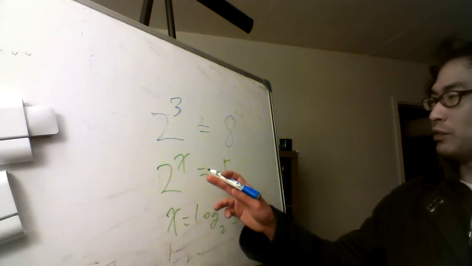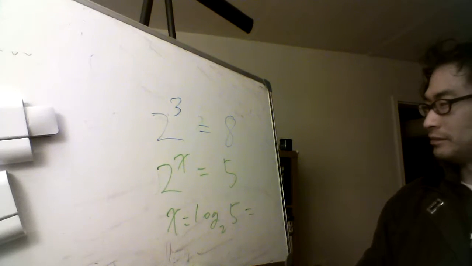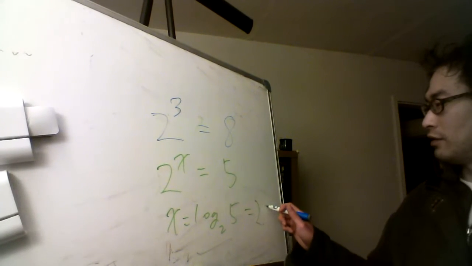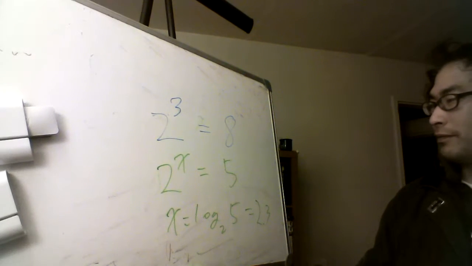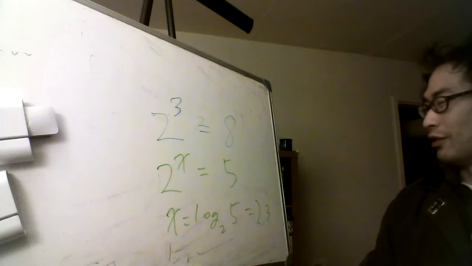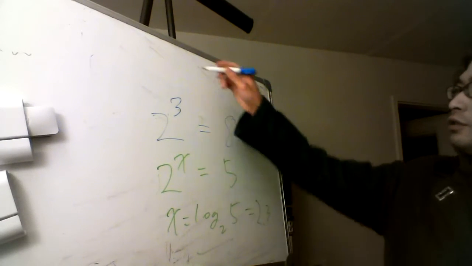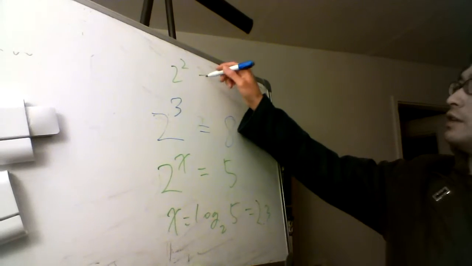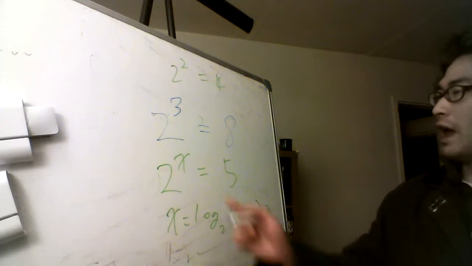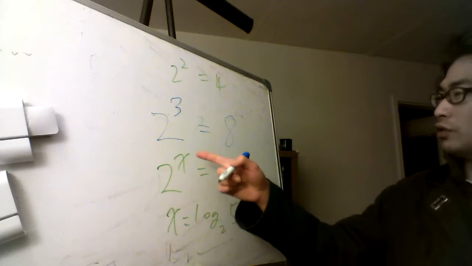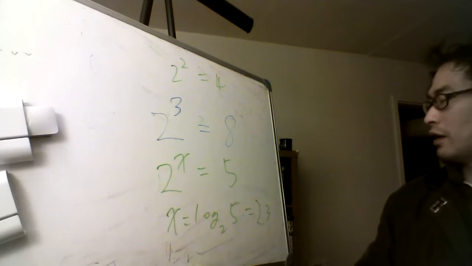x is between 2 and 3. 2.3 something. Whatever, I don't know. It's between 2 and 3, because 2 to the second is 4, 2 to the third is 8. Then what would be x? 2 to the x is 5. It's probably a number between 2 and 3.